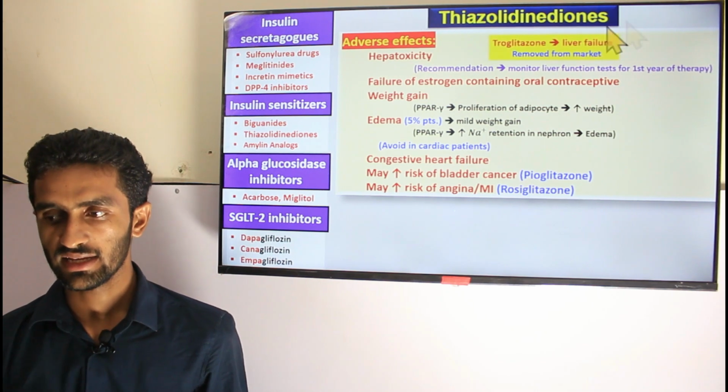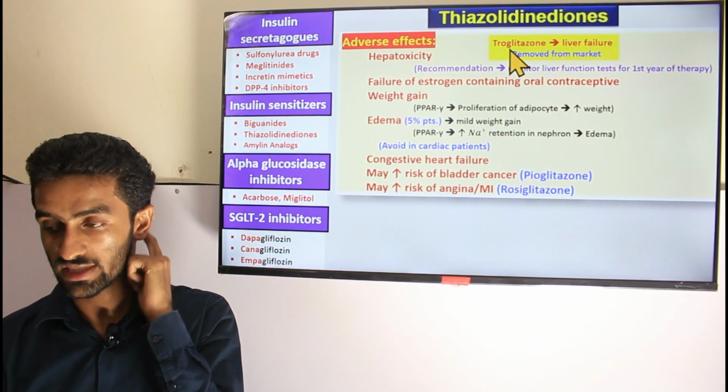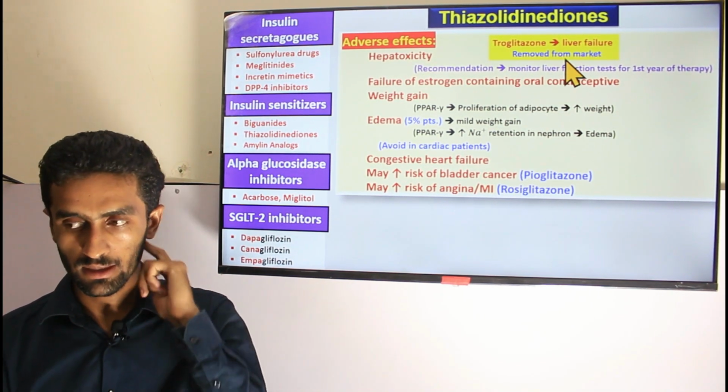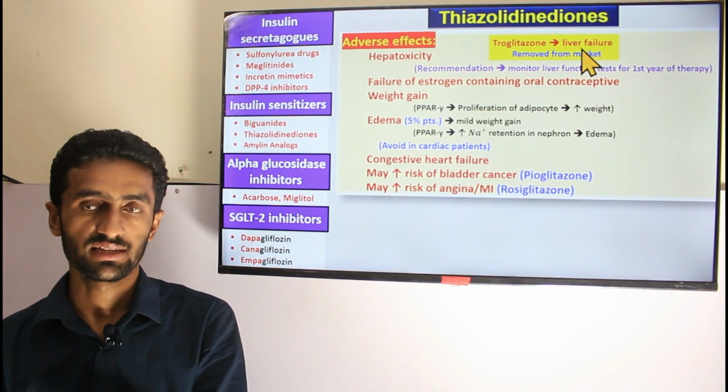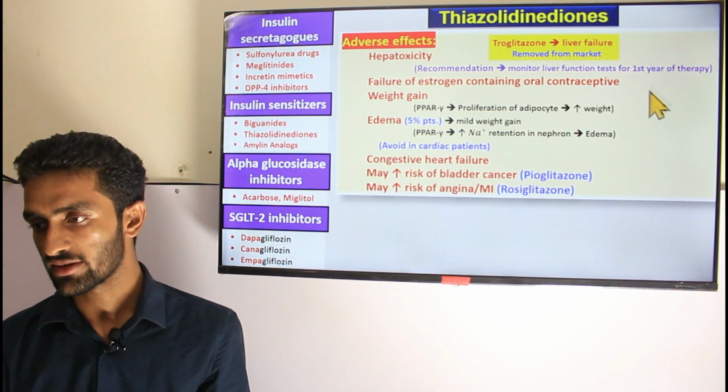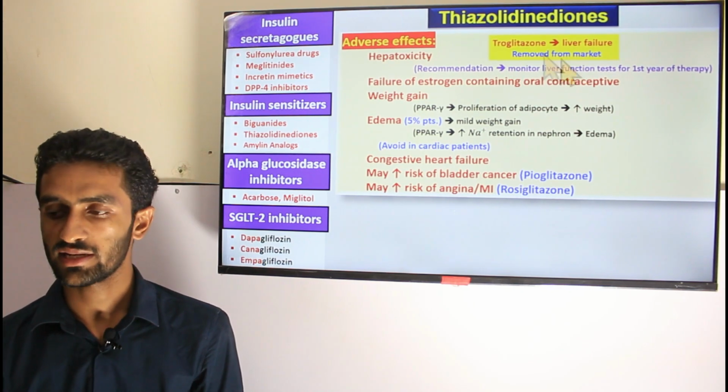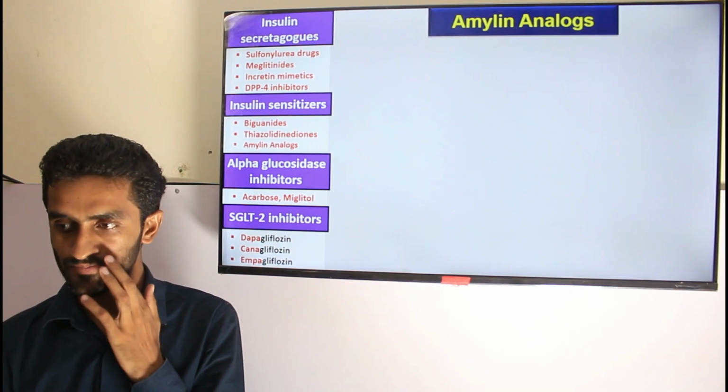Okay, and troglitazone, which I have not mentioned because it was removed from the market. A very important side effect is that it causes hepatotoxicity, or you can say eventually liver failure. So that's why this is not in use nowadays. Okay, this is an older drug.